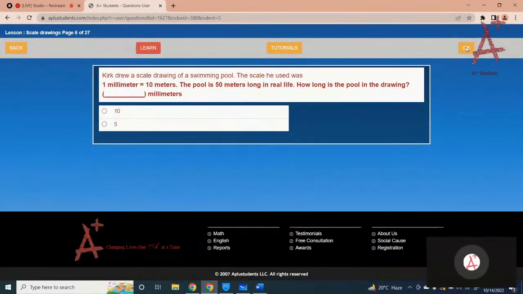Crick drew a scale drawing of the swimming pool. The scale he used was 1 millimeter equals 10 meters. The pool is 50 meters long in real life. How long is the pool in the drawing? So which is the correct option, 10 or 5? The correct option is 5. Very good.